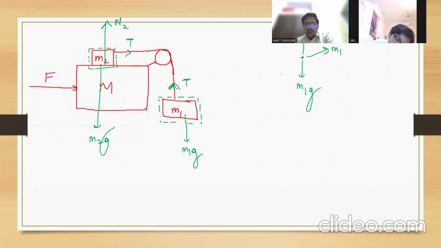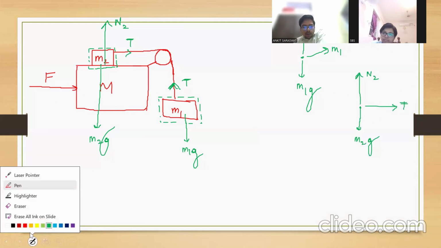Clear? Now how will you draw it separately? Like this. M2g. One is normal. One is tension like this, T. Okay.